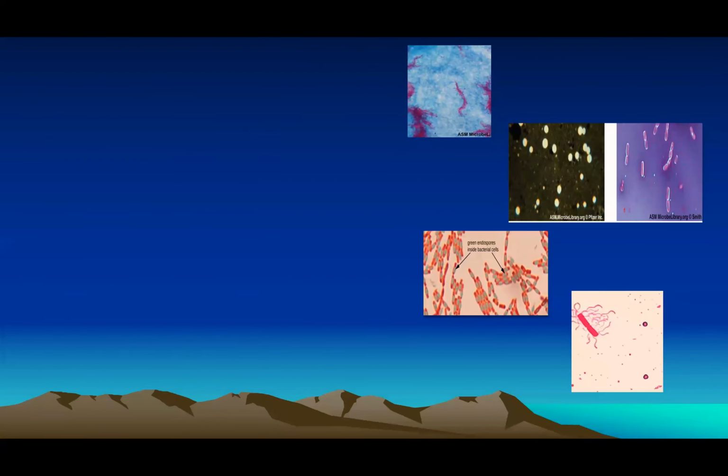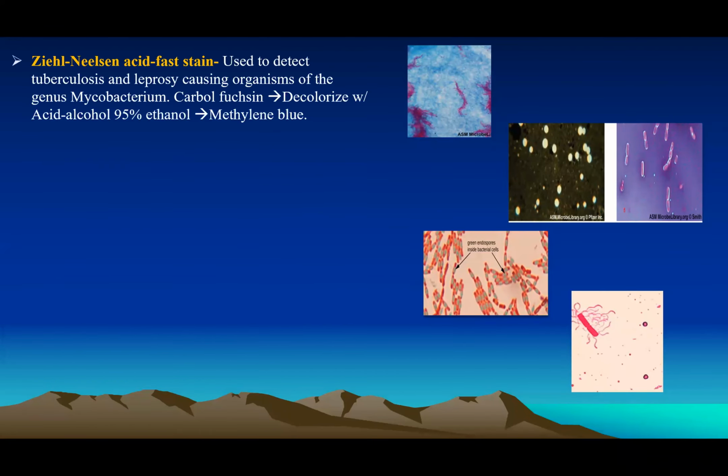Some other stains are the Ziehl-Neelsen acid-fast stain. This is widely used for detecting mycobacterium that causes leprosy and also TB, Mycobacterium tuberculosis. So this is a protocol because they have a mycolic acid protective layer. So there's a special acid-fast stain to visualize that.